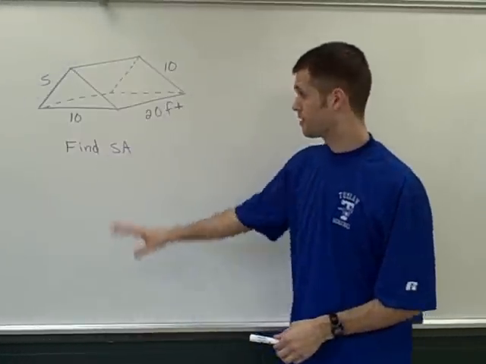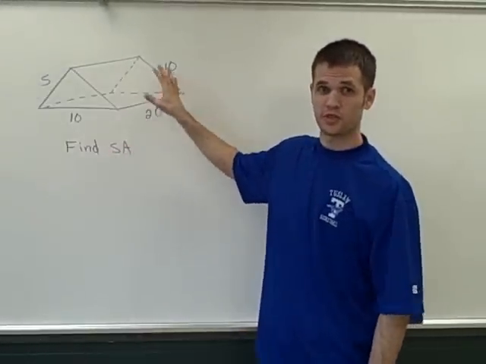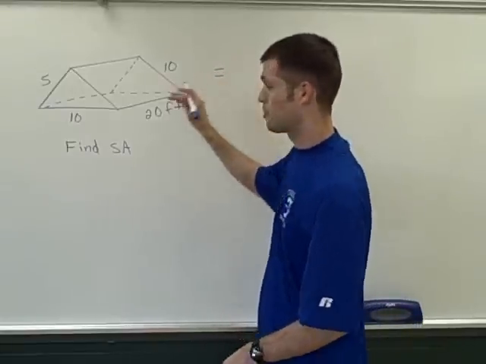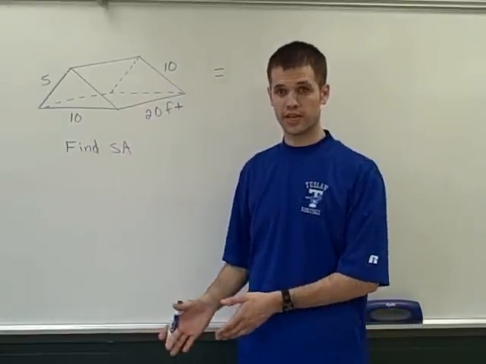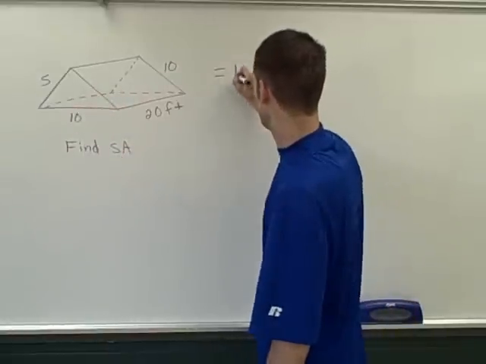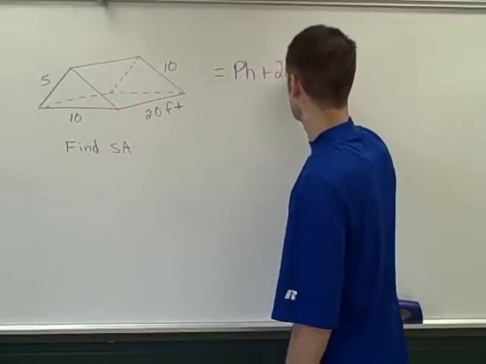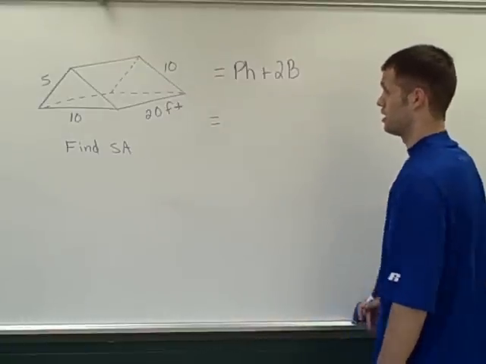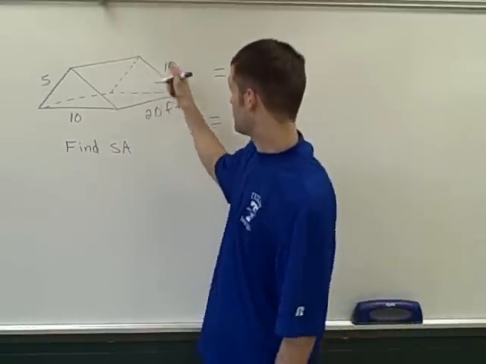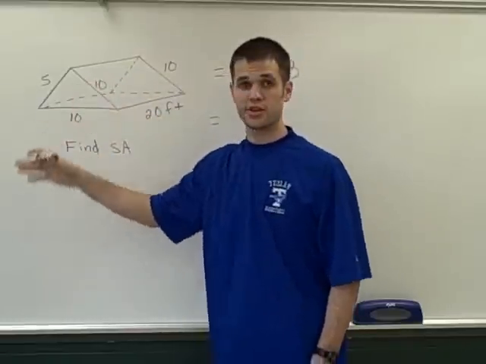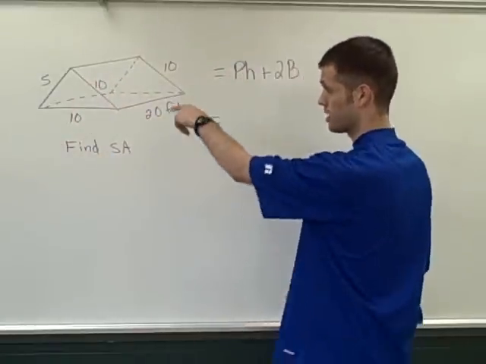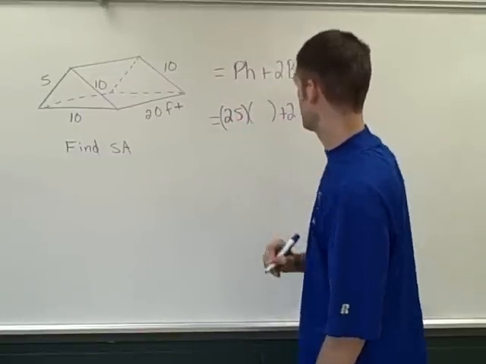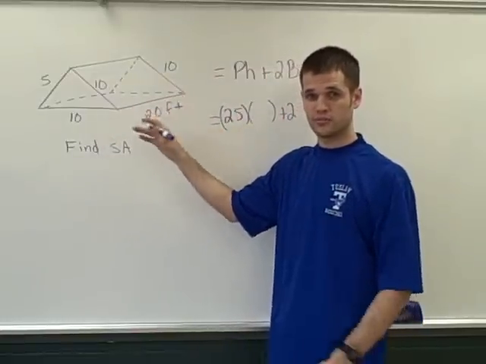Okay, for this next problem, finding the surface area of this triangular prism. In a triangular prism, your bases must always be the parallel and congruent sides, which in this case will be triangles. There's our basic formula for surface area of any prism. So if this side is 10, this side is 10, so now you can figure out the perimeter of that base. So 10 plus 10 plus 5 is 25. The height of the entire prism is 20 feet.